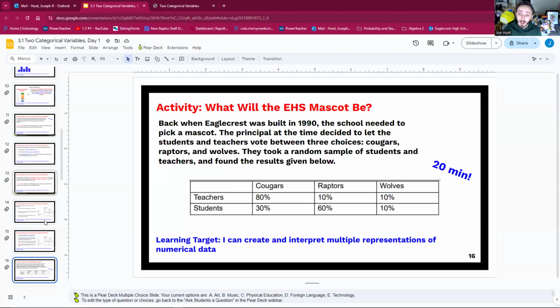Now, they took a random sample of students and teachers, which means they got a roster of everybody in the whole building who was a teacher or a student, and they randomly selected people out of that roster to try and keep it fair and representative.